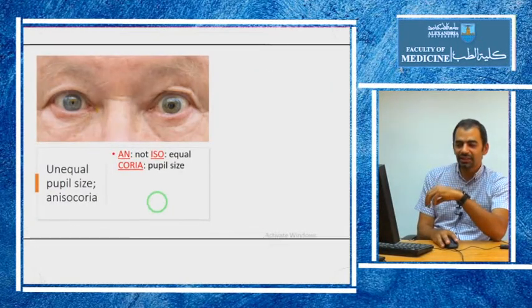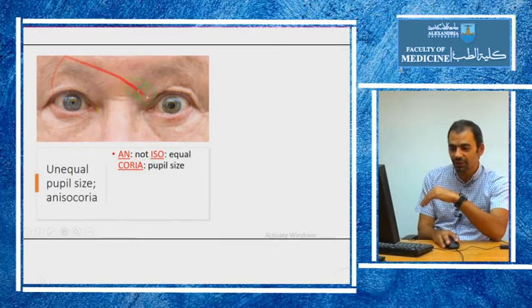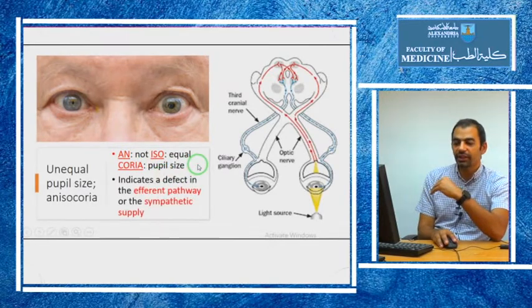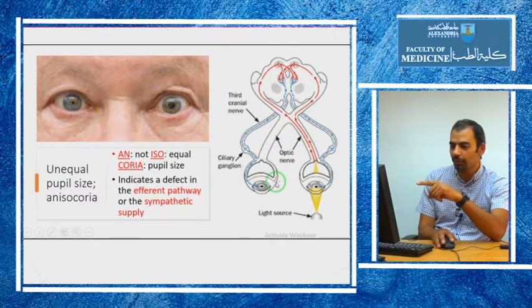Anisocoria means unequal pupil size. As you can see here, this patient has a smaller pupil on the right side and a larger pupil on the left side. An means not, iso means equal, coria means pupil size. And this usually indicates a problem in the efferent pathway or the sympathetic supply, like in Horner syndrome. So a variation in the size of the pupil can never be due to a problem in the afferent pathway. It's usually due to efferent pathway abnormality in one or both eyes.